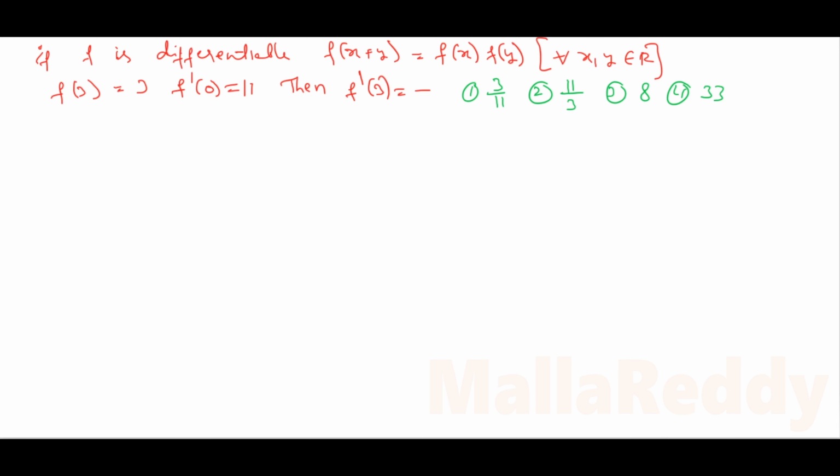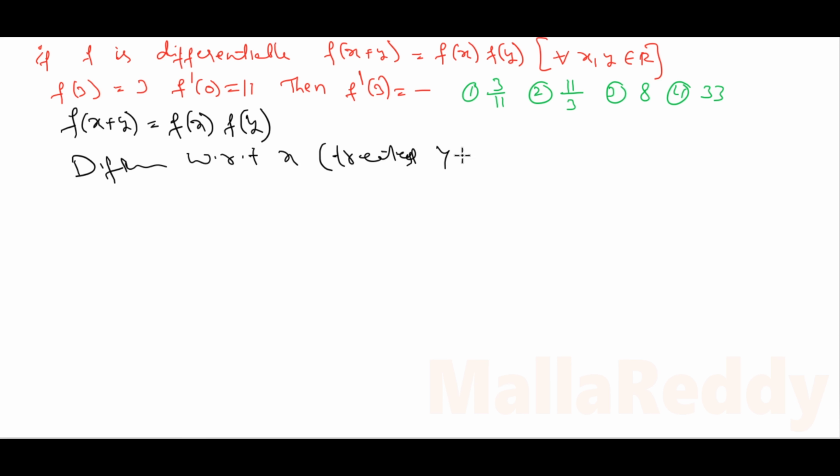If f of x is a differentiable function, given f of x plus y is equal to f of x into f of y for all x, y belonging to R, and f of 3 is given as 3 and f dash 0 is 11, then the value of f dash 3 is dash. Here the relation is given, f of x plus y is equal to f of x into f of y. Take differentiation with respect to x.